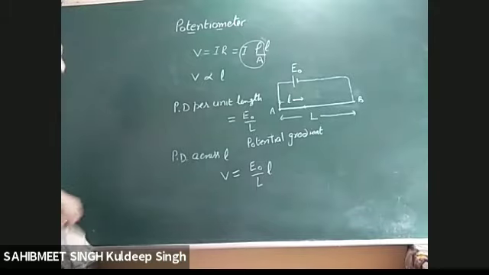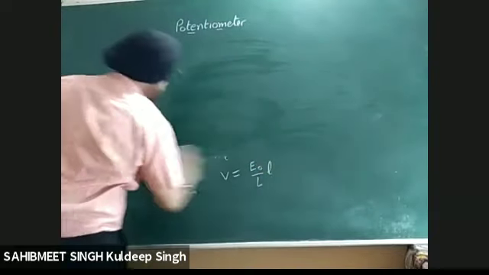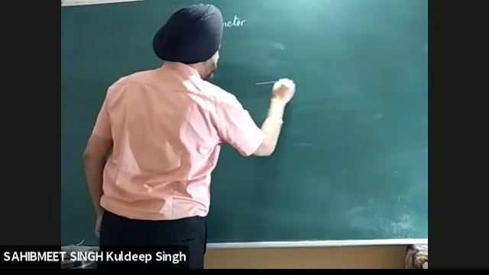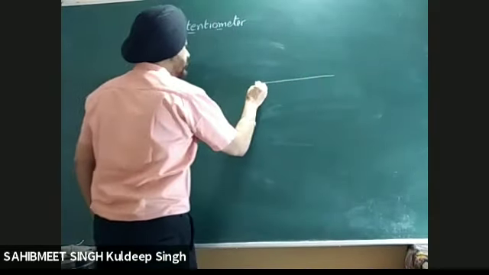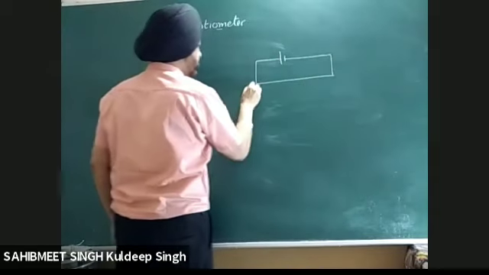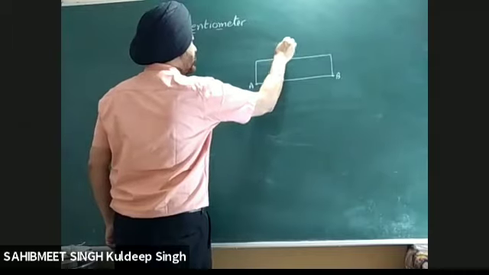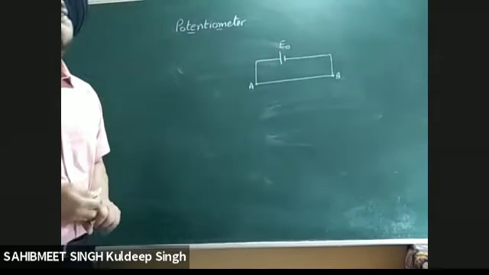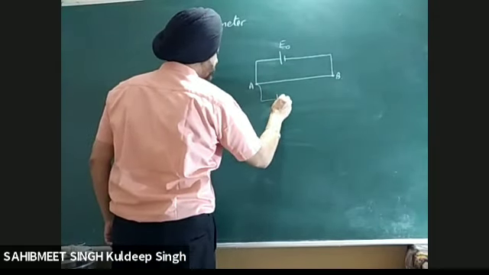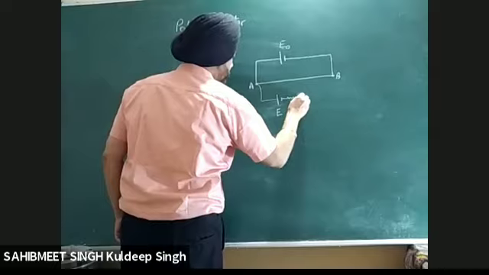So let us take a numerical. Let us say the examiner says find the EMF of the cell connected to this potentiometer. AB is the length of the wire and E naught is the driving cell. Driving means that it drives the circuit, and you are asked to find the EMF of this cell whose internal resistance is R and EMF is E.